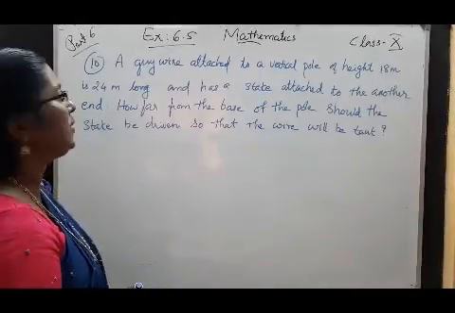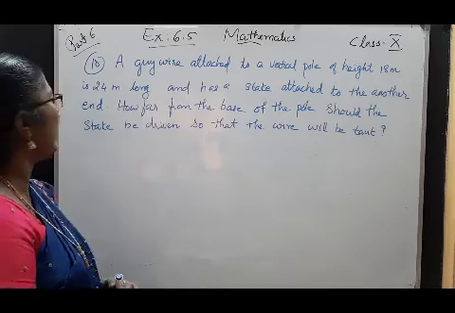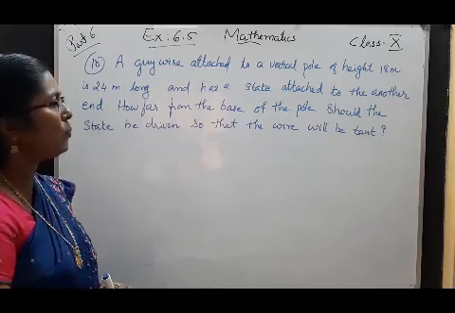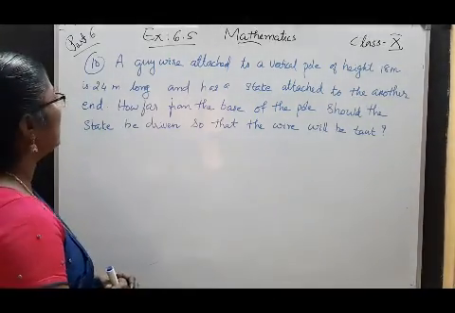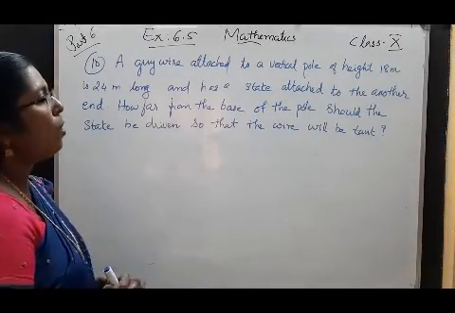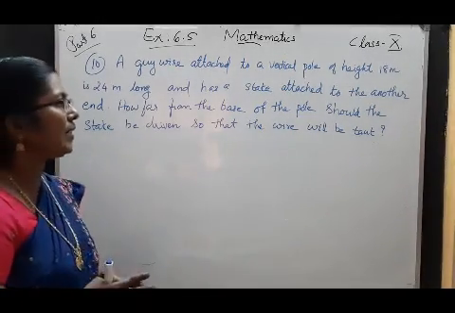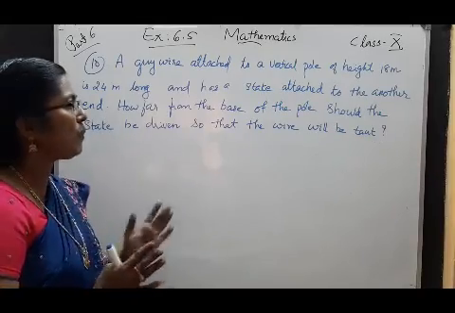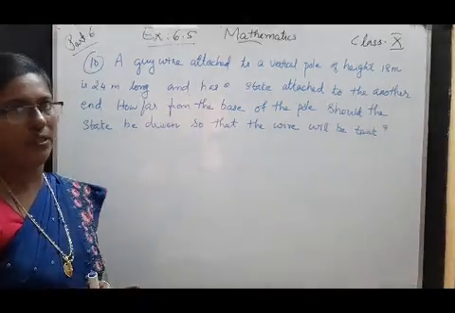Okay. The next question, question number 10. A guy wire attached to a vertical pole of height 18 meter is 24 meter long and has a stake attached to the other end. How far from the base of the pole should the stake be driven so that the wire will be taut? I repeat the question. A guy wire attached to a vertical pole of height 18 meter is 24 meter long and has a stake attached to the other end. How far from the base of the pole should the stake be driven so that the wire will be taut?